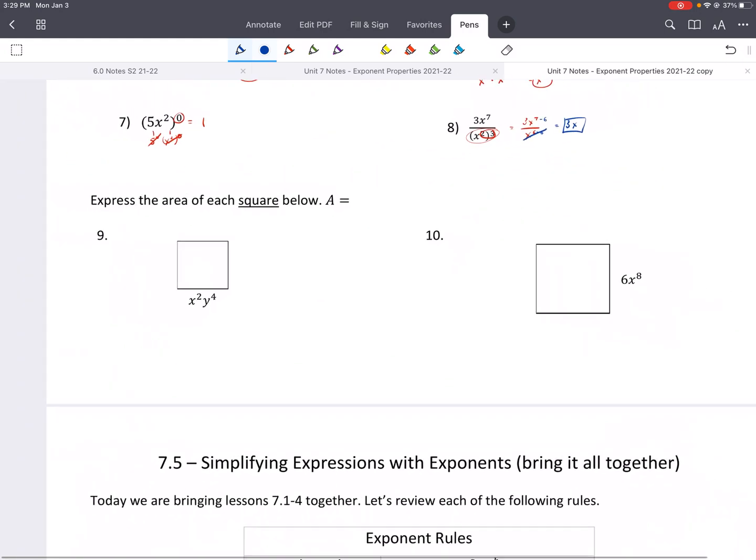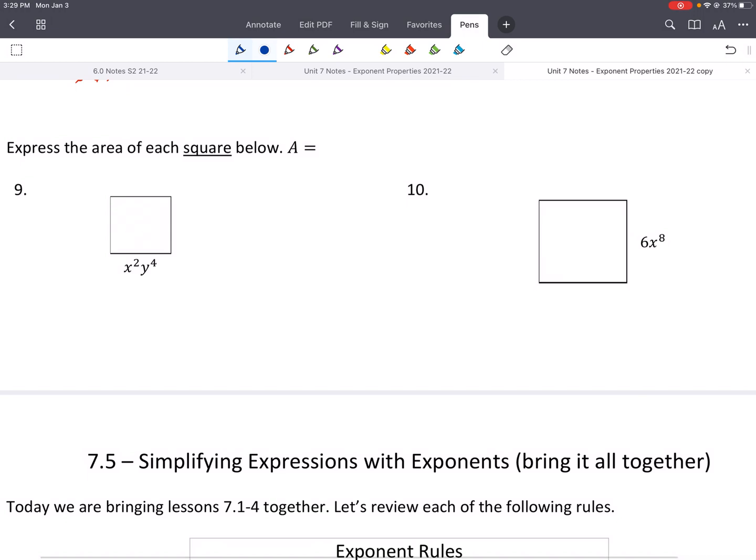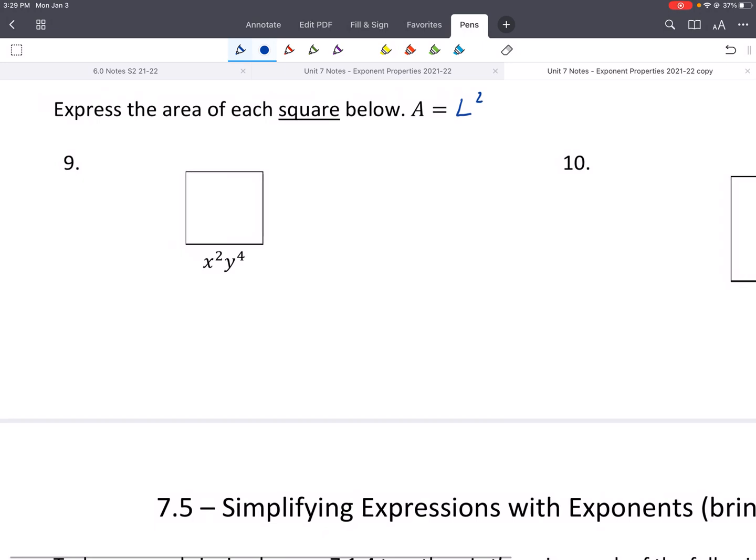All right, last thing is using that rule when we're using like area. So area of a square is the length squared. Okay, it's length times width, but length equals width. So we can just say it's the length squared. So if we want to find the area of a square, well, the area is just going to be our length, which will be x squared y to the 4th, but we'll square it. So it's kind of the same thing that we were doing above.